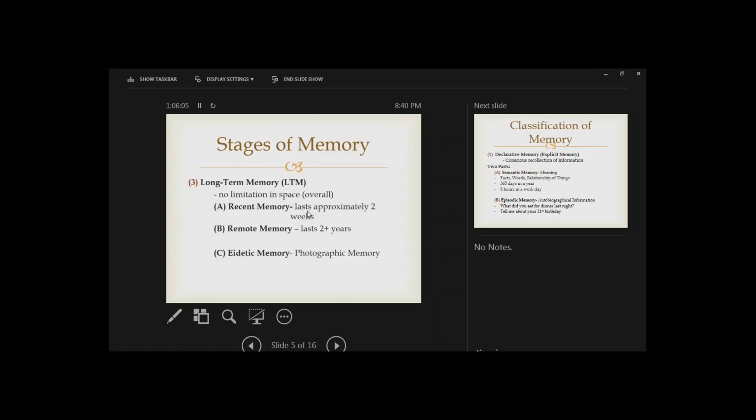So there's two components that I want you to remember relating to long-term memory that are important. One is recent memory. Recent memory is usually the past 2 weeks or so. Remote memory is after that and could be 2+ years.